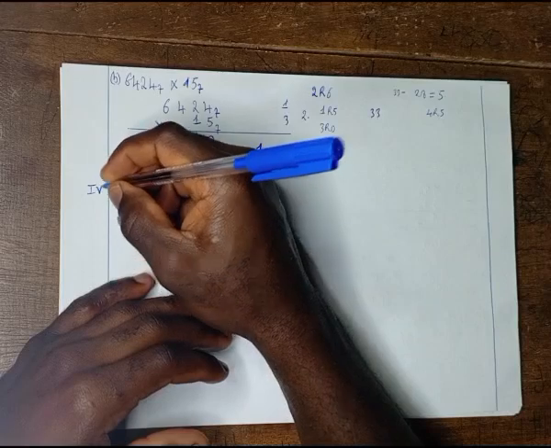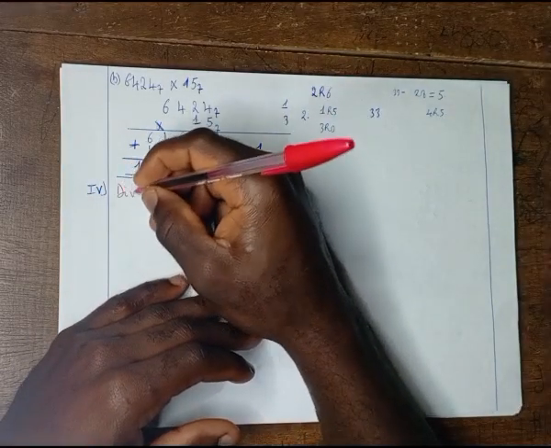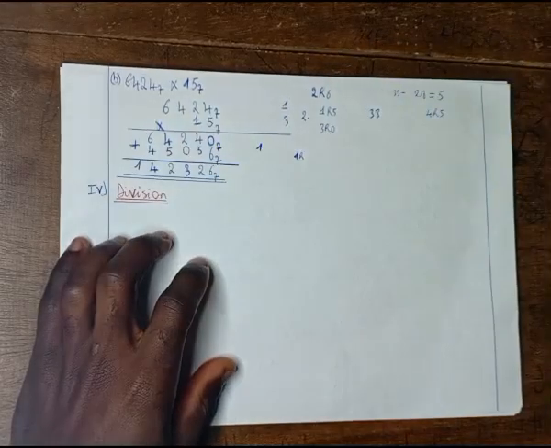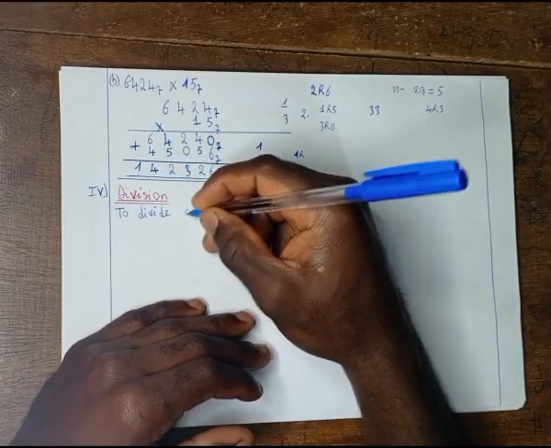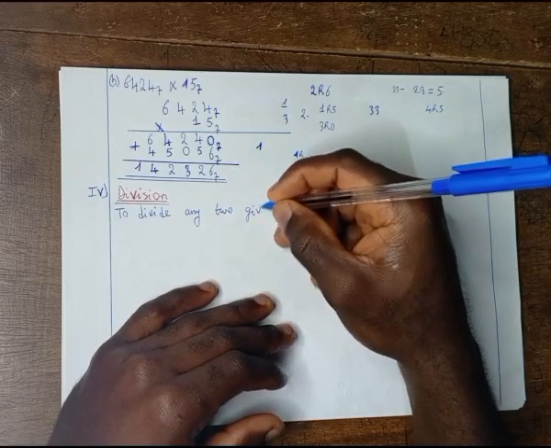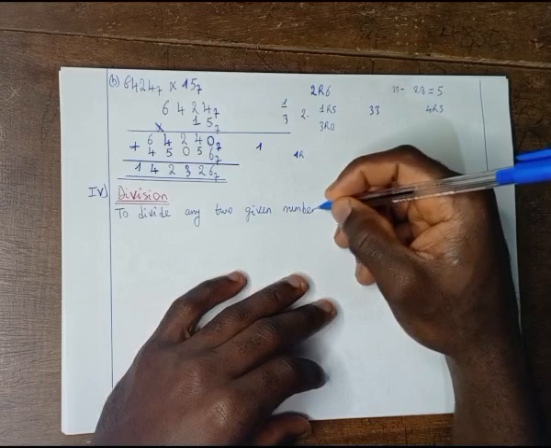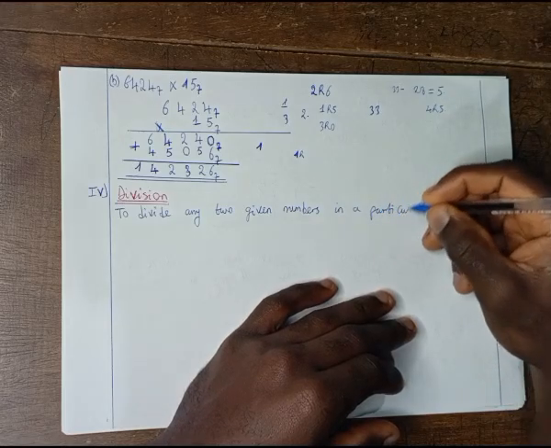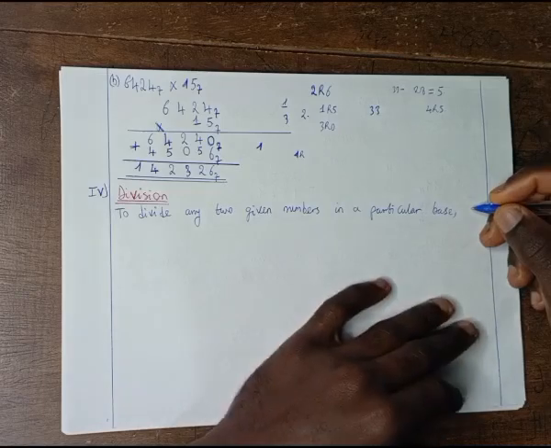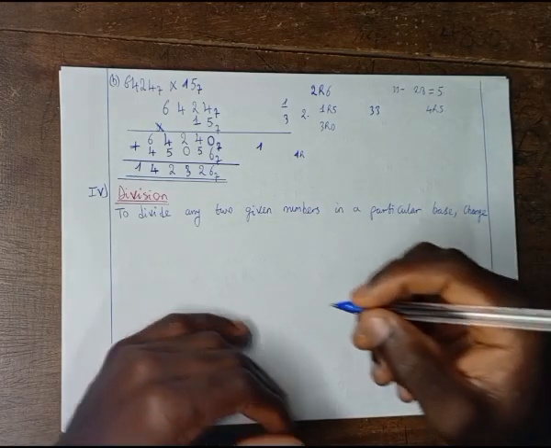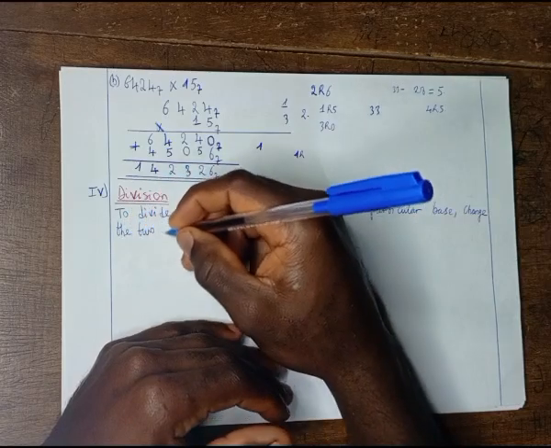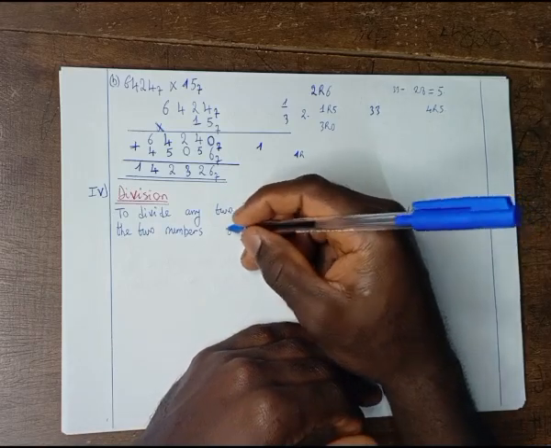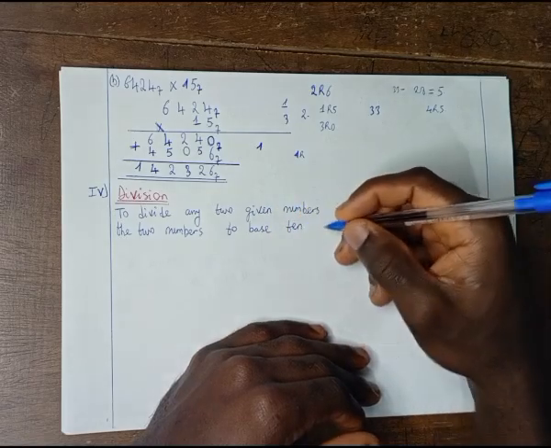Now to IV, we have division. To divide any two given numbers in a particular base, change the two numbers to base 10.